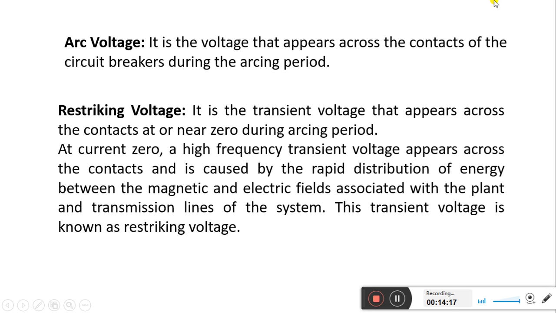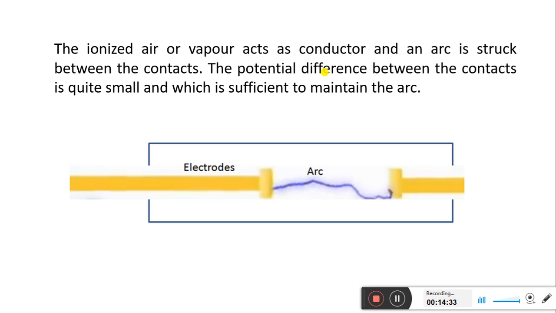Now we are talking about the arc voltage. What is the arc voltage? It is the voltage that appears across the contacts of the circuit breaker during the arcing period. As we know, in the previous slide we have shown the arc between the contacts. There will also be an arc voltage associated with this arc, and there will be a measurement of the arc voltage.